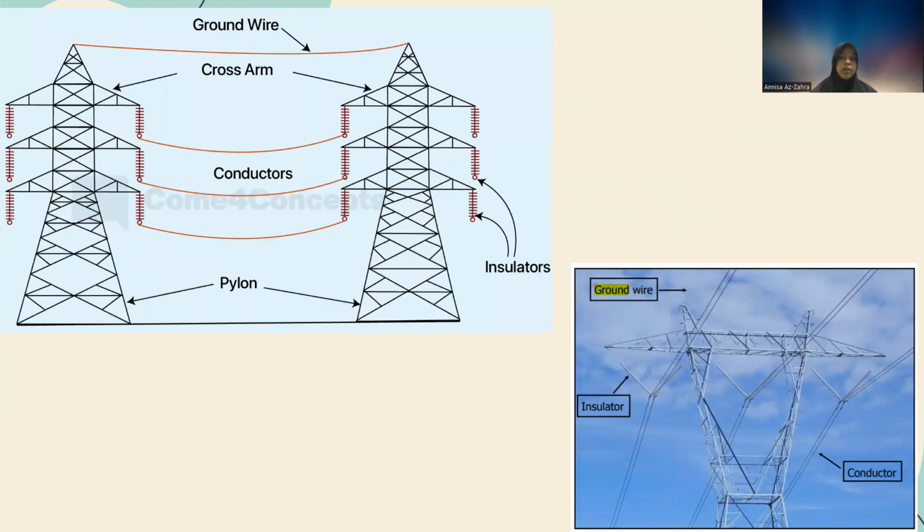So we can see in these two pictures the transmission components as a whole: ground wire, conductors, tower, insulators.